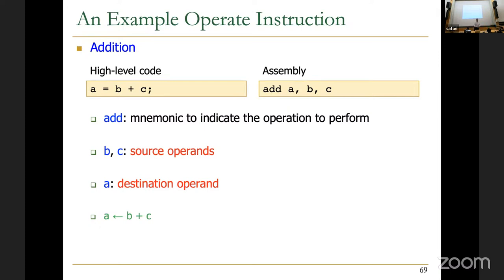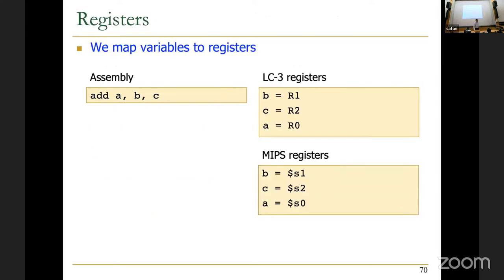An ISA can be defined this way, but this is not the abstraction level of an ISA. An ISA really needs to define what the machine really sees. The machine doesn't see A, B, C. The machine sees register numbers, memory addresses, and bits, right? So we will see that. So we need to map the variables to registers, essentially. This is not what the machine could see. So for example, B is mapped to R1, C is mapped to R2, A is mapped to R0 in LC3.